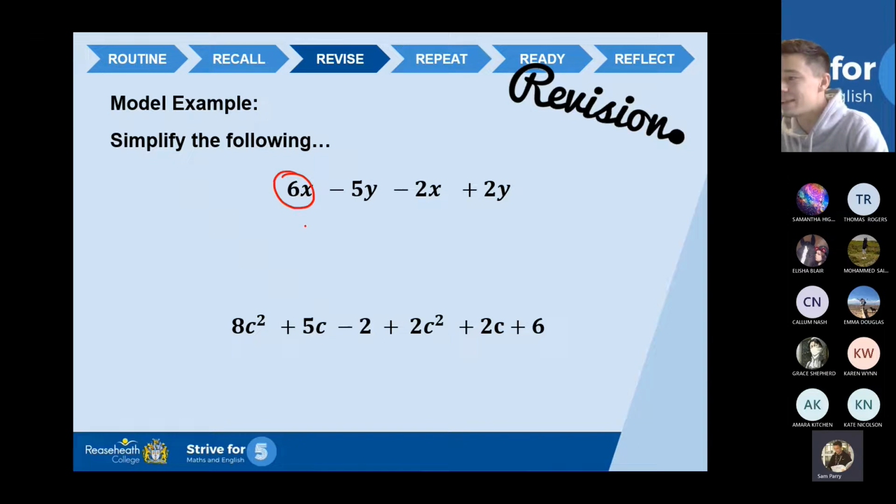So I've got 6x here, and then minus 2x. Now, this is crucial. Look what I'm doing here. I'm including the symbol to the left, because that's my instruction. That tells me what to do.